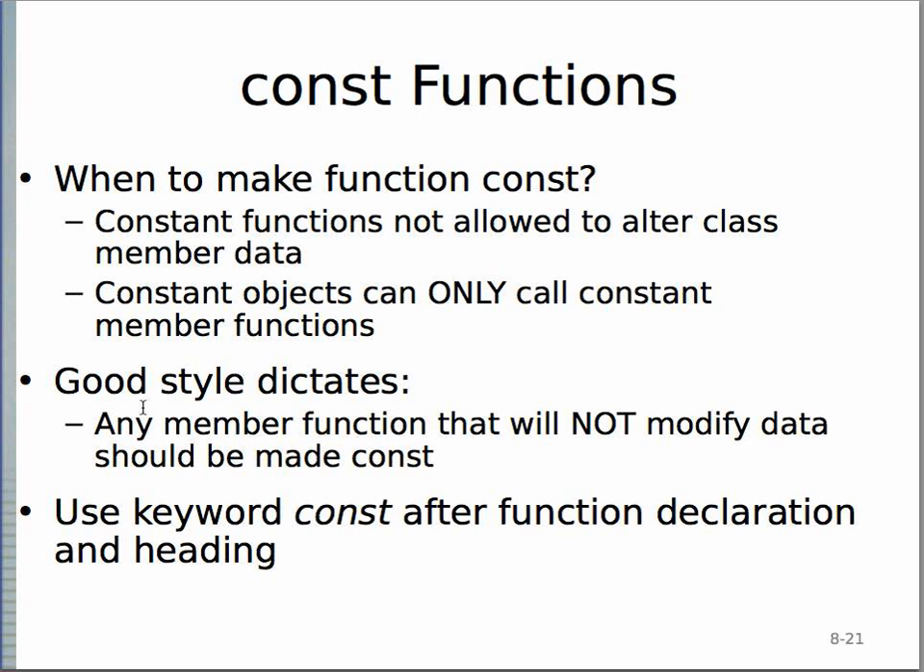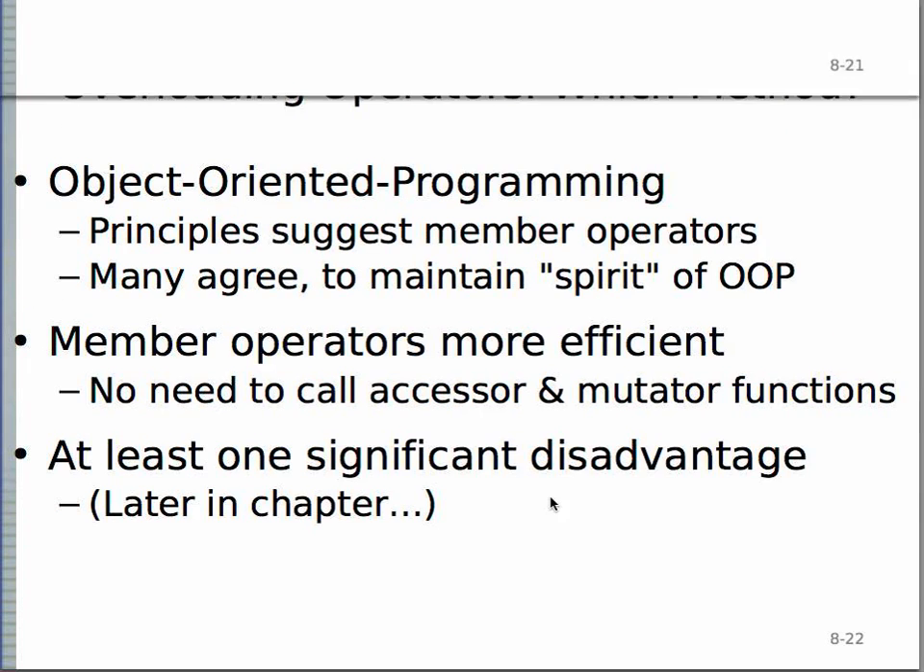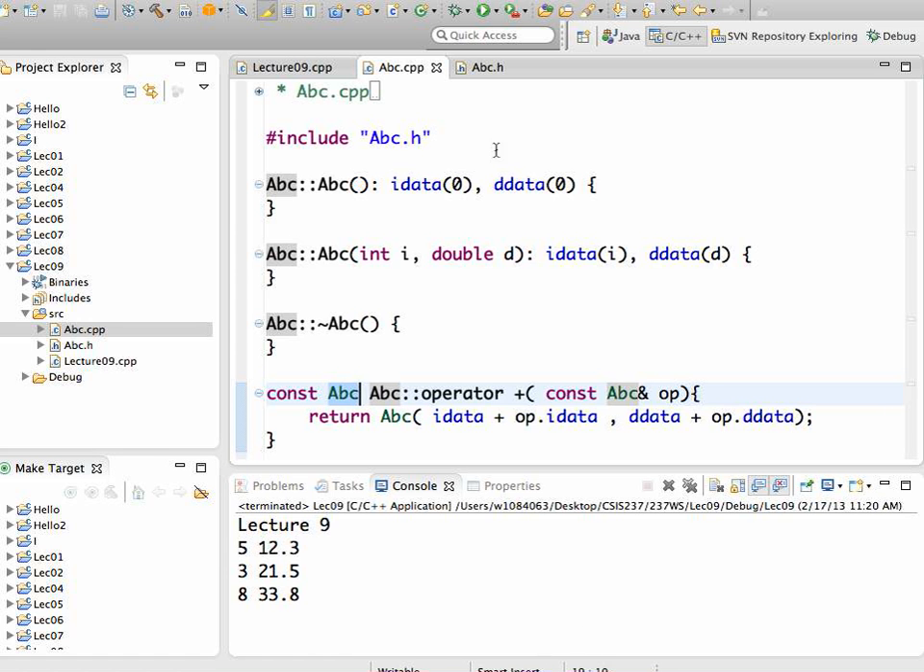So it's always desirable, if you can make any function const, do it, and it's good style. Good style dictates that any member function that will not modify data members should be made const. How do you do this? You just use the keyword const after the function declaration and heading. We haven't had to do it so far, but if you had to do it, what does this last sentence mean? It would mean something like this.